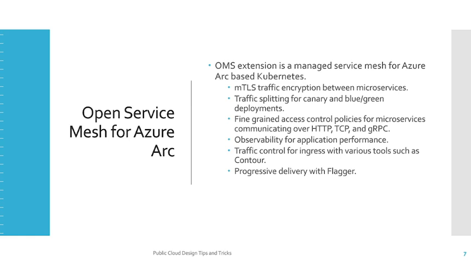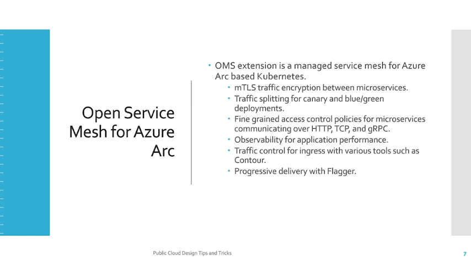As we have discussed, you can route the traffic based on the blue-green deployment or the canary deployment where you can do weighted routing. The splitting of traffic can be realized. Third, fine-grained access control policies for microservices communicating over HTTP, TCP along with gRPC. These are all three protocols which are supported. Fourth, observability for application performance. That means you want to observe how the application is performing or behaving, and that optimization can be observed via the Open Service Mesh architecture.